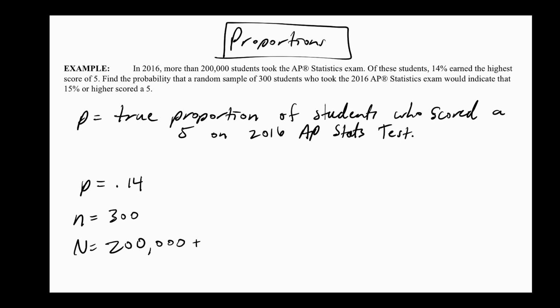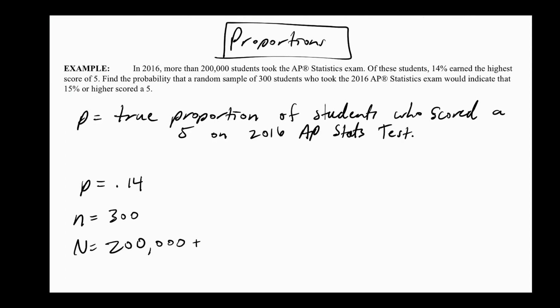Well, P is the true proportion, it always starts with true proportion, of students who scored a 5 on the test. That's the parameter. That comes from the population, that big 200,000 plus students. And that number they tell us is 14%. So P equals the true proportion of students who scored a 5 on the 2016 AP Stats test, and that number is 0.14. Okay. Number 1 done.